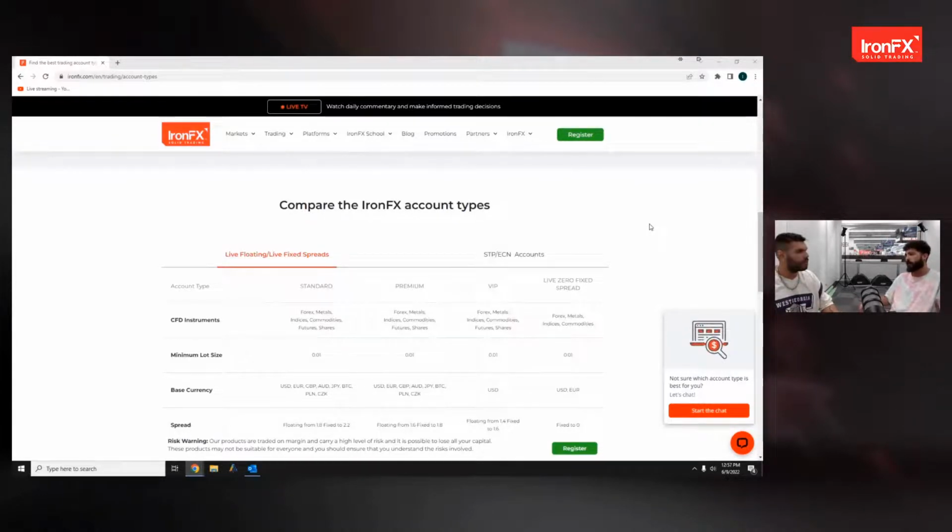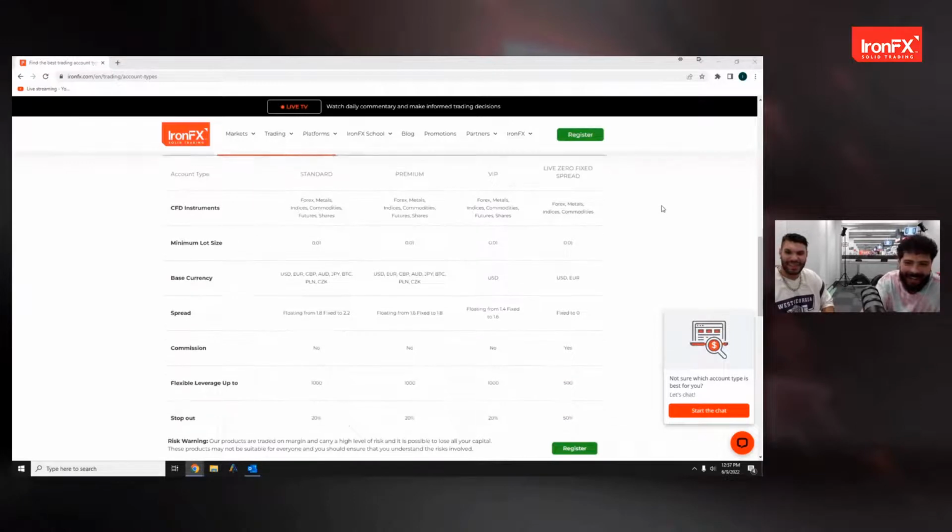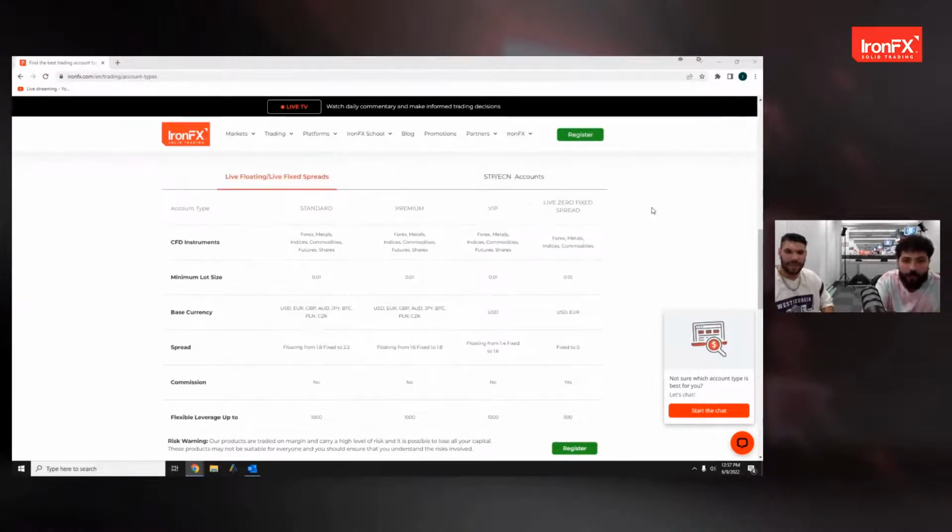They're actually amazing, especially the one I would prefer, either the VIP or the live zero fixed spread, for obvious reasons. So guys, this is the live floating and the live fixed spread accounts.